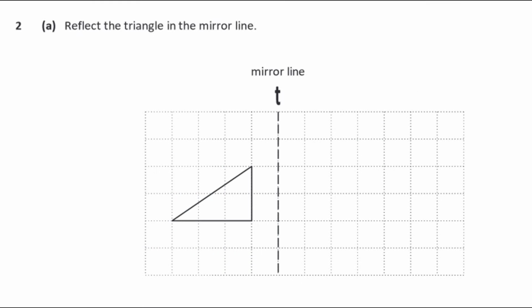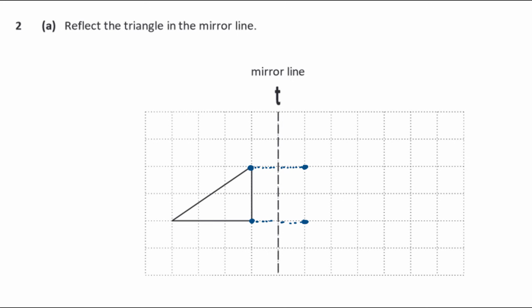Okay, so I think with reflection, the easiest thing to do is to reflect the points first. So take each point on your shape. Let's take this one here, and then see how far away it is from the mirror line. That's like 1 square to the mirror line. So its mirror image is going to be 1 square on the opposite side. It's going to be there. Similarly, this point here is 1 square away from the mirror line, so its image is going to be 1 the other side, like that.